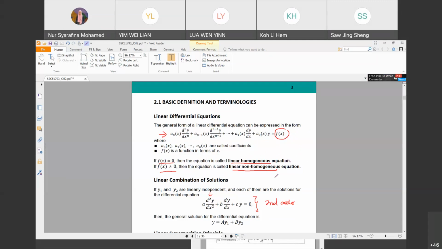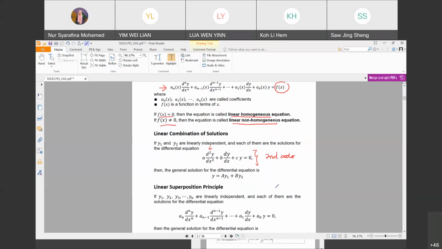All right, so now how can we find the solution? Okay, so usually if you have up to second order, you are going to have two solutions. So the total solution, the final solution, should be a combination of the solutions, which is called a linear combination of solutions. Okay, if y1 and y2 are linearly independent and each of them is a solution of the differential equation, then the general solution is given by this expression, where it is a linear combination of solutions.